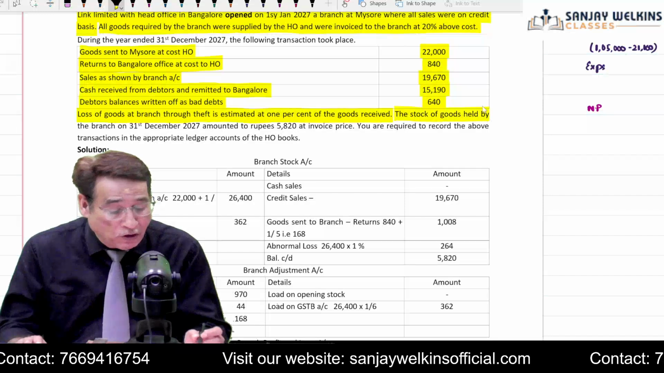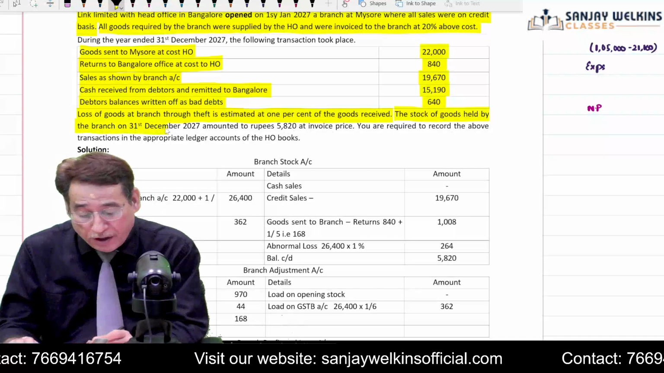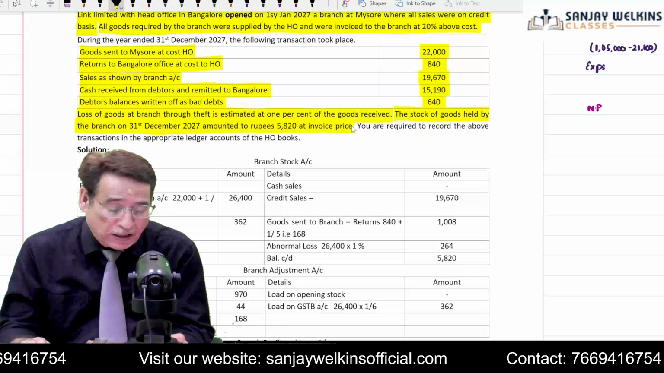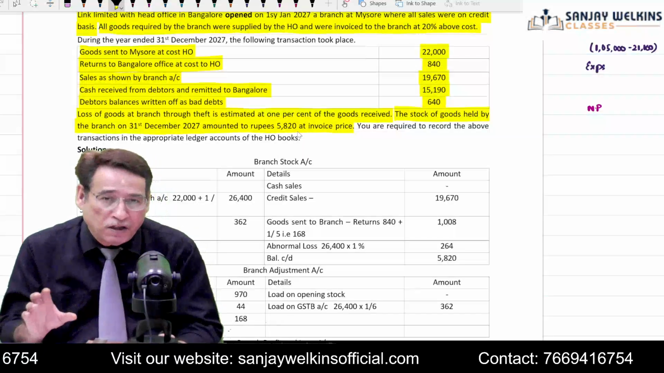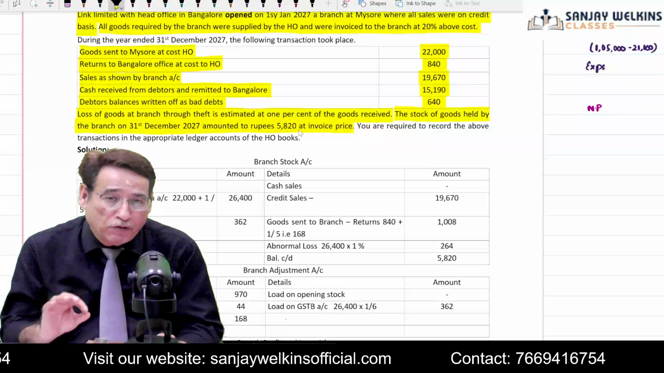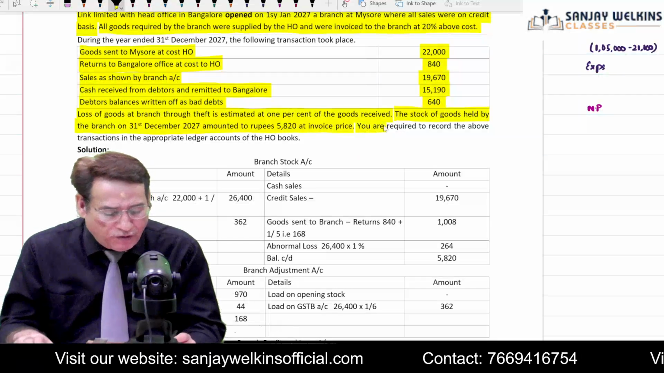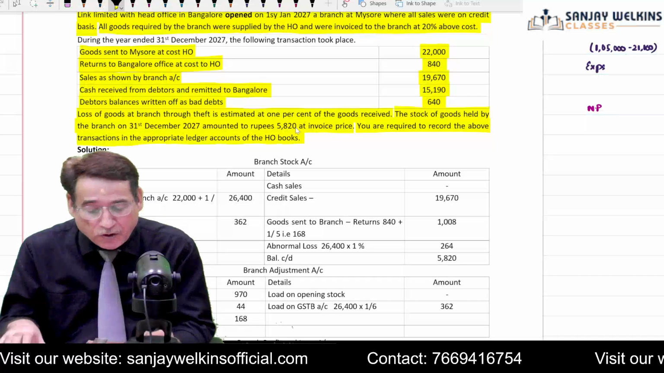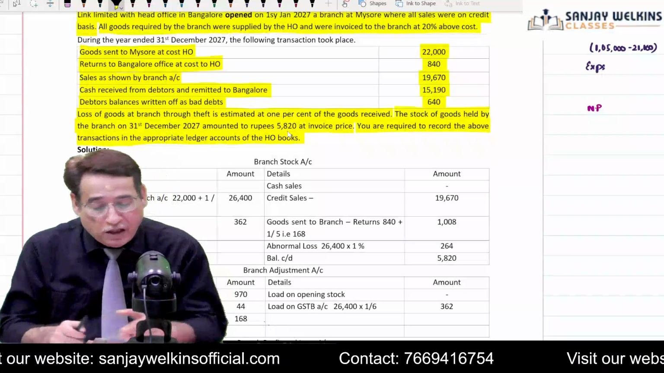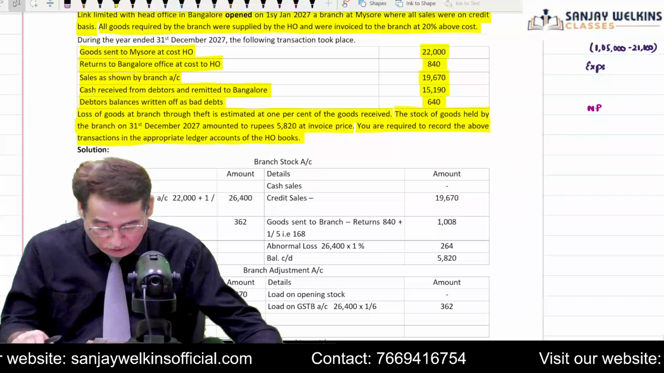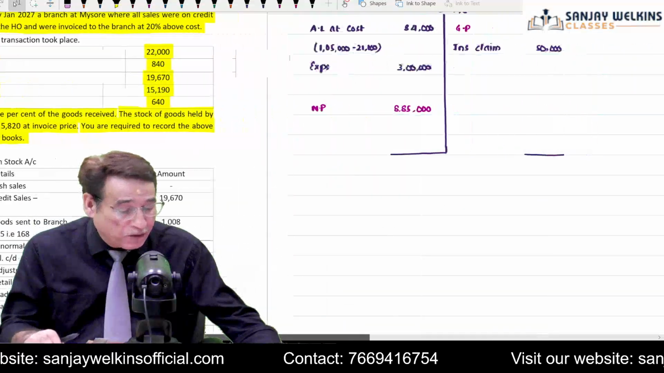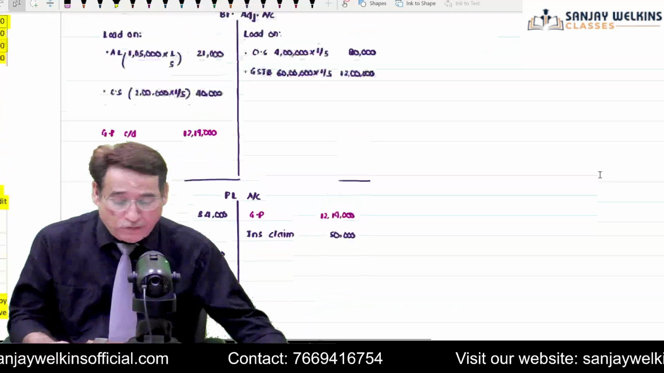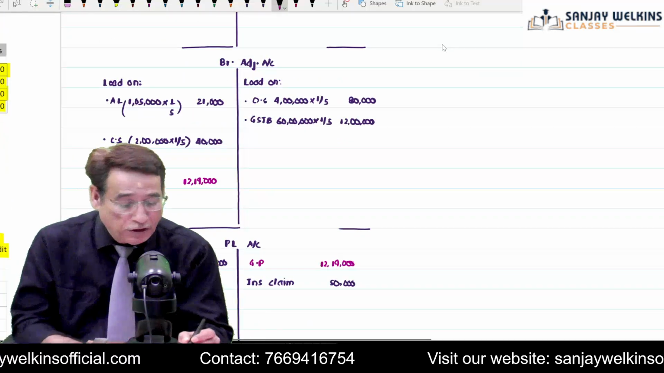Here it is written stock of goods held by the branch on 31st of December 2027 amounted to 5820, but it is at invoice price. Now closing stock is given to you, but closing stock is at invoice price. Now further it is written you are required to record the above transaction in the appropriate ledger accounts of the head office. So in this particular case, this is your question number 2.6. So here I write first of all 2.6.